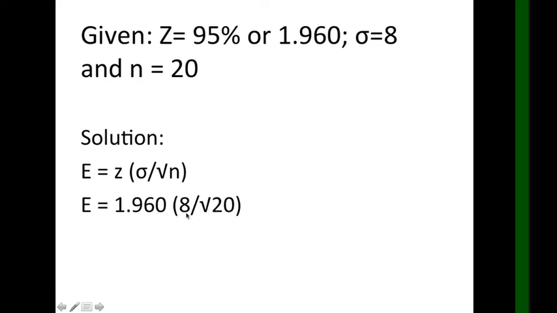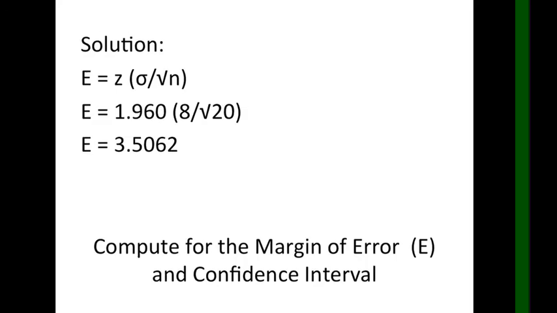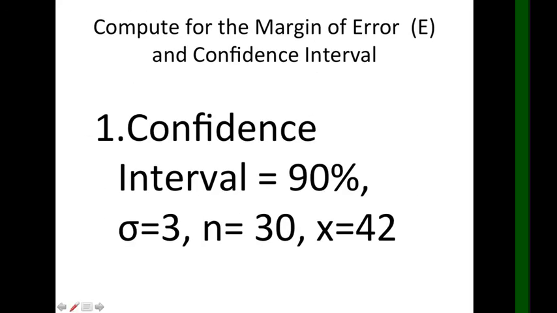So first, on your calculator, please write 8 divides square root of 20. Then click equals. Okay, after that, multiply to 1.960 and then click equals. And you will get 3.5062. Again, for your final answer, always use 4 decimal places, because we can transform this into a percentage form later on in our next topic. Okay, now how about computing the margin of error?